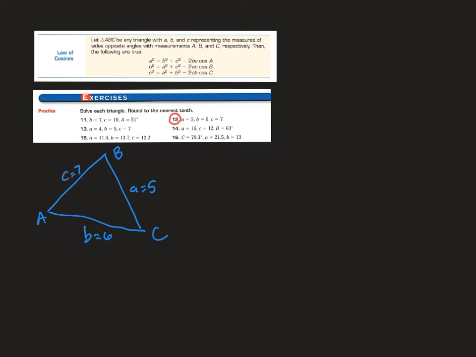So this is a perfect candidate for the law of cosines because we are given all three sides. We don't know any of the angles. The law of sines will not help us at this point.